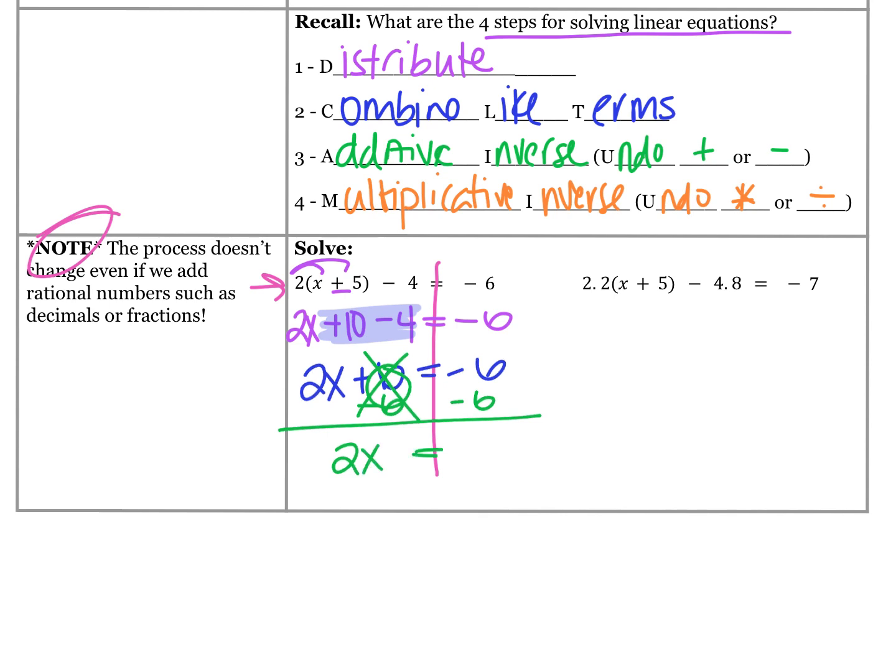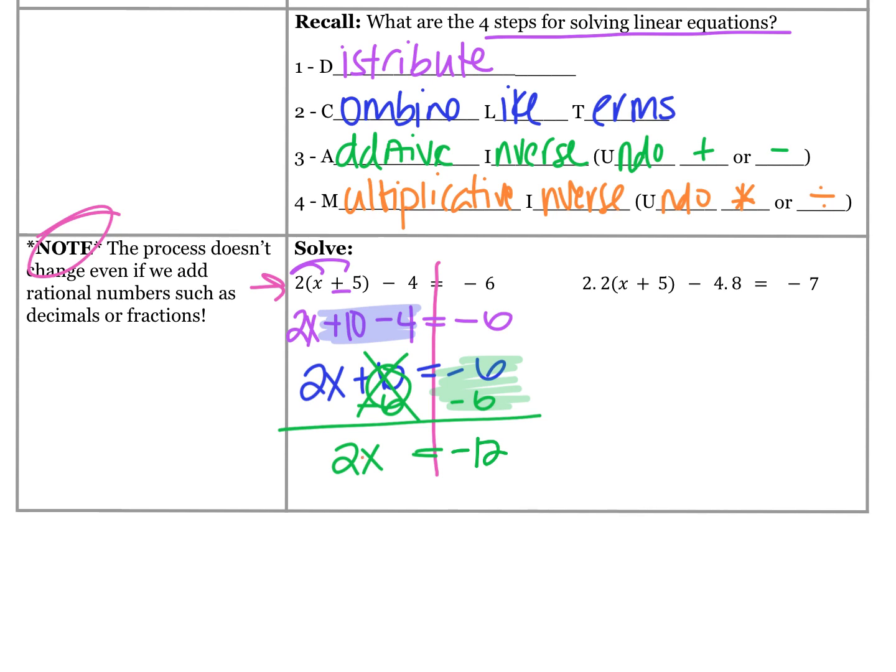And then we need to make sure that we apply our integer rules properly here. So we have to be extra careful. Negative 6 minus 6 is negative 12, not 0. And then last but not least, we are going to use our multiplicative inverse.